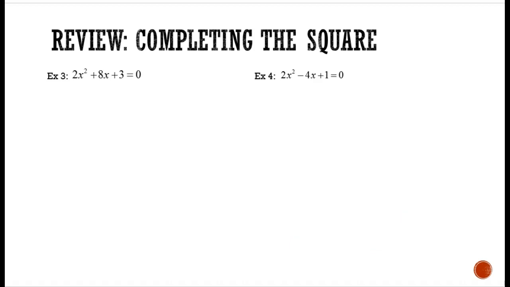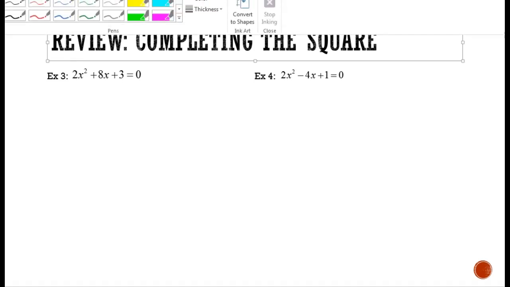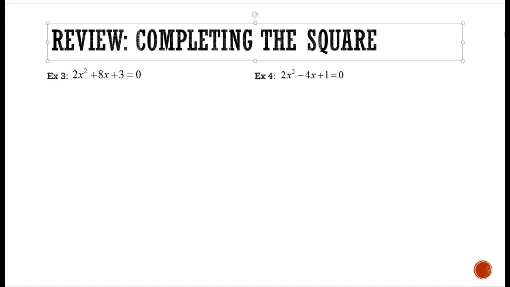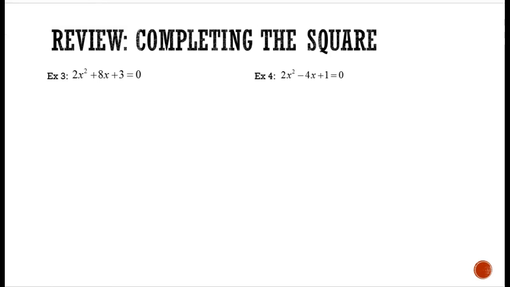Now, these two are different. Notice what's different here. I want you to notice that the a value is not a 1. Notice that's a 2, and that's a 2. So we're going to have to do an extra step in here. But the first step is going to stay the same. We're going to first move that 3 over. So I'm going to have 2x squared plus 8x equals negative 3.